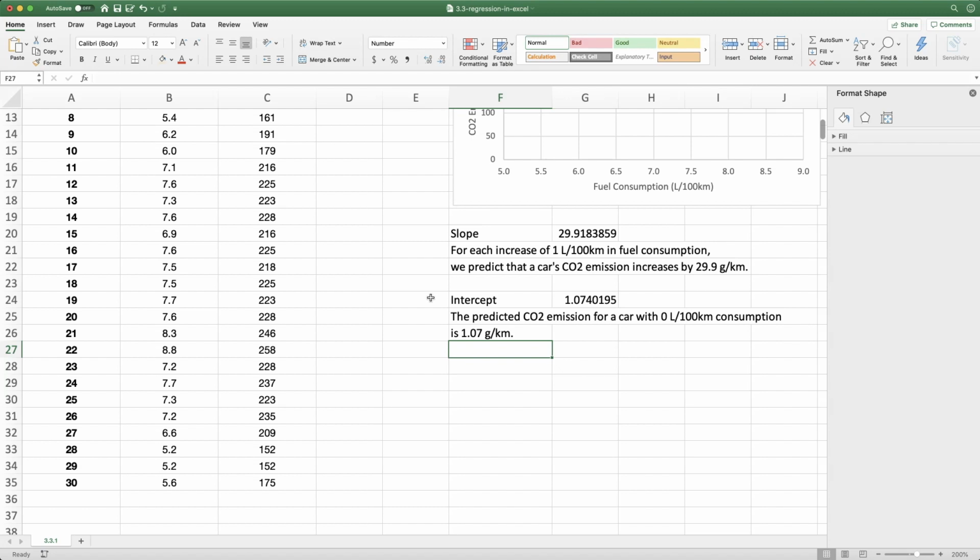Clearly, since no car can consume 0 fuel, the interpretation of the intercept is not really meaningful in real life. It's strictly a mathematical interpretation. Putting these two together then, we get the equation of the regression line.